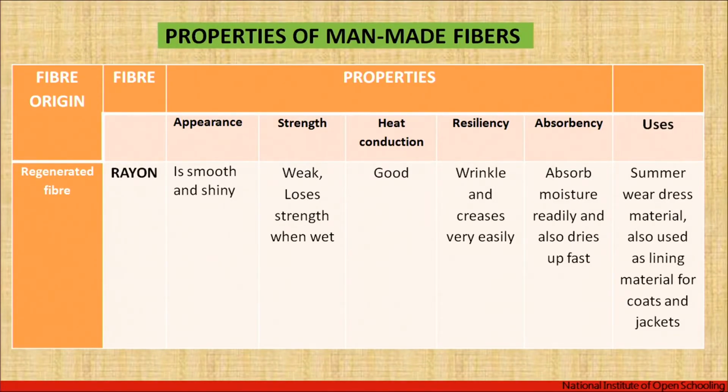Its uses are in summer dress wear, and also as a lining material for the expensive coats and jackets available in the market. It has shine and luster, and rayon is a regenerated fiber, so you can extrude it through spinnerets in long form, in filament form.